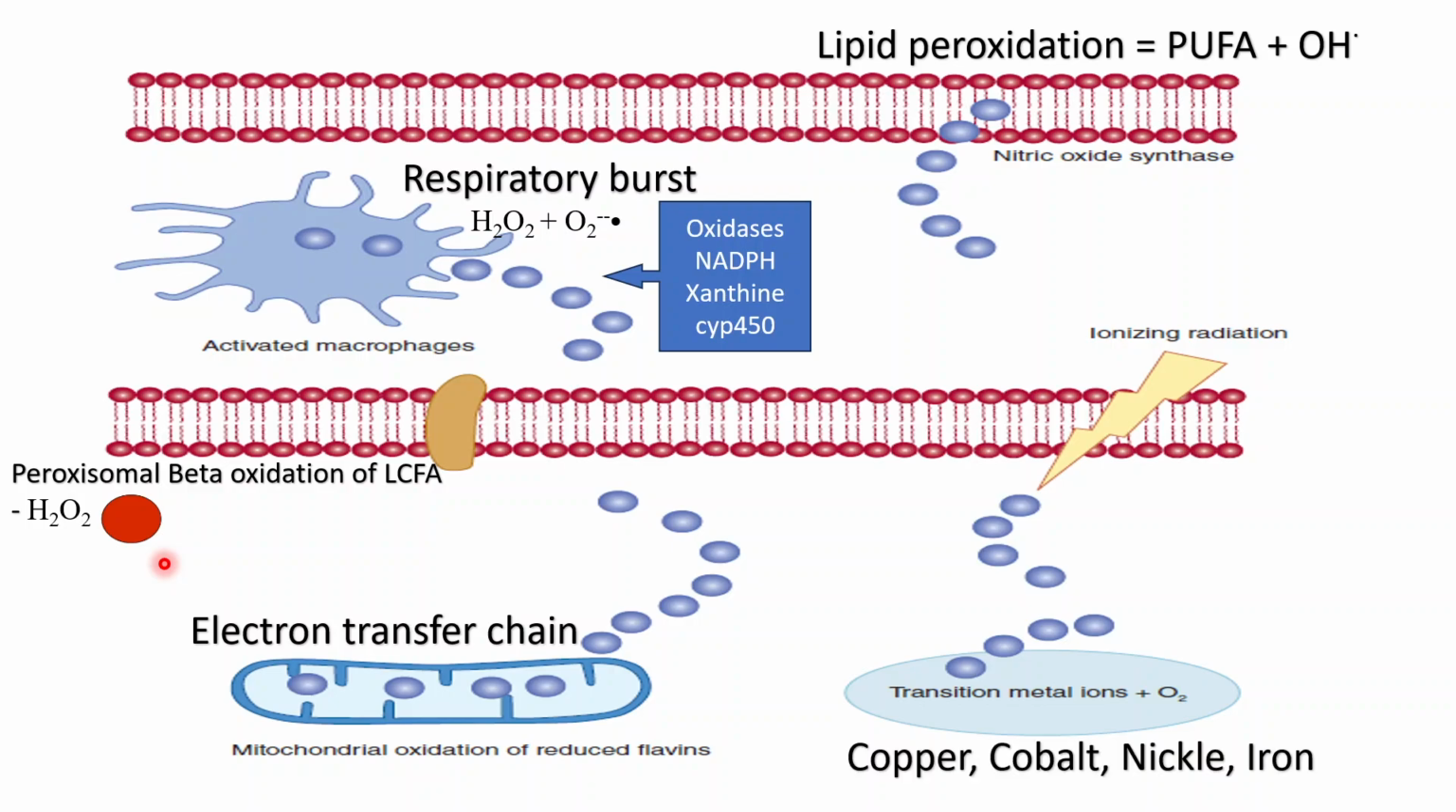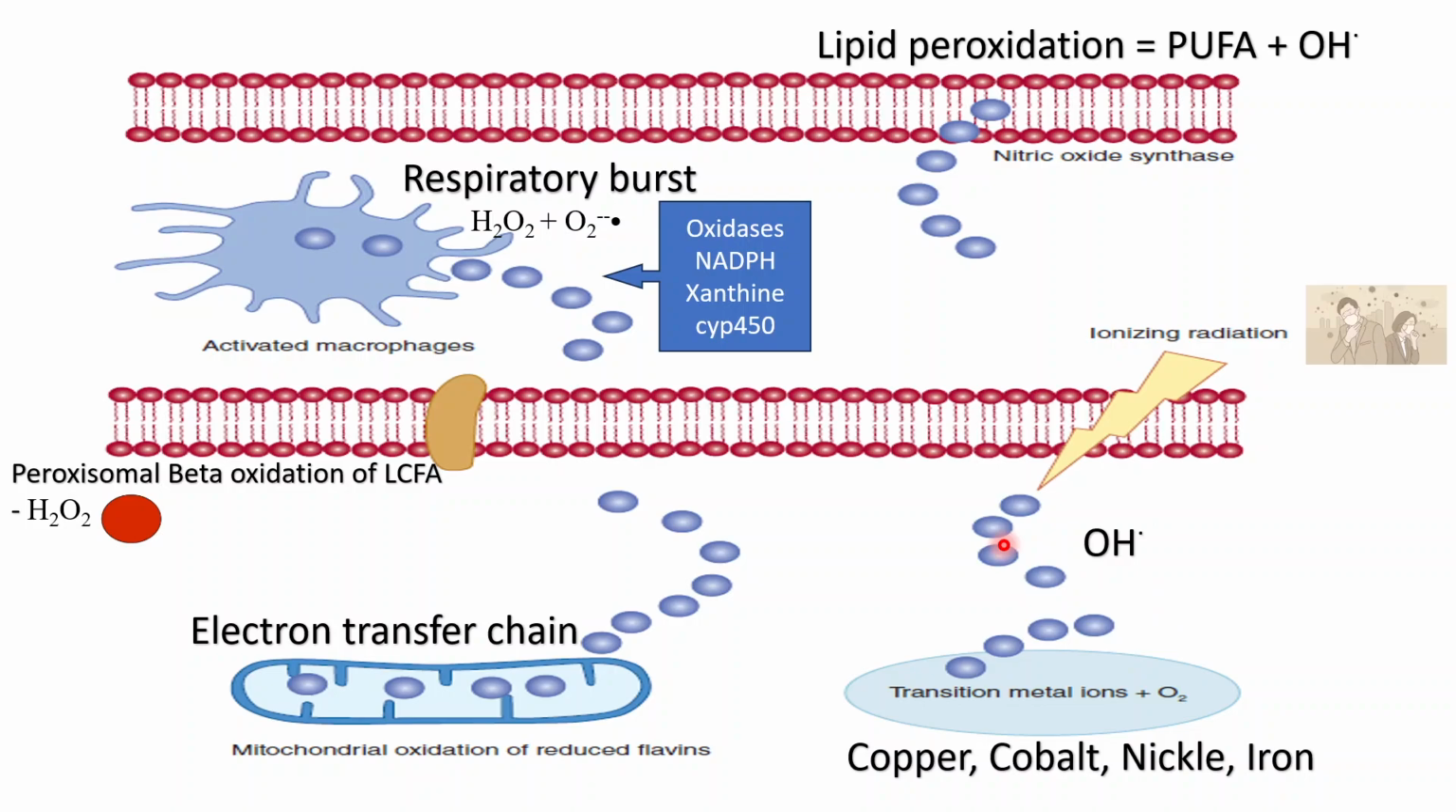Similarly, we have various transition metals like iron, cobalt, copper, nickel. These transition metals react with oxygen and lead to formation of hydroxyl free radical. This hydroxyl free radical again can damage the membranes. Similarly, ionizing radiation also leads to production of hydroxyl free radicals.